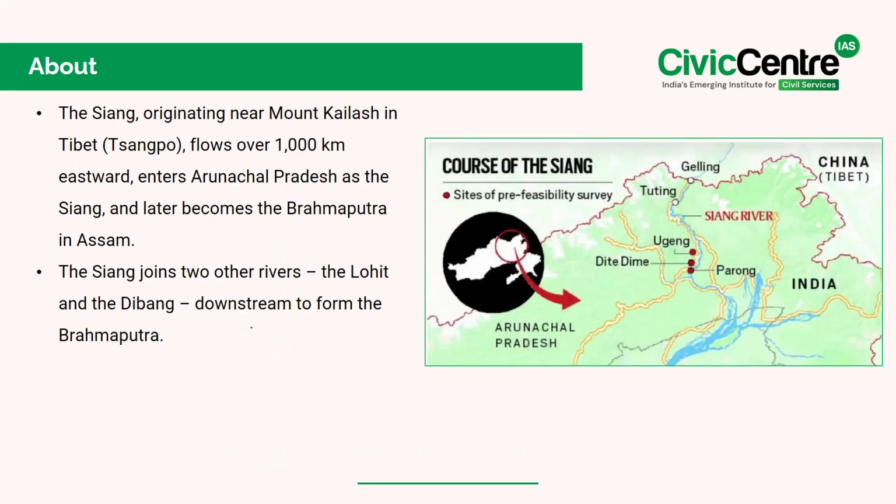See, the Siang, originating near Mount Kailash in Tibet, flows over 1,000 km eastward and enters Arunachal Pradesh as the Siang and later becomes the Brahmaputra in Assam. Know that the Siang joins two other rivers, the Lohit and the Dibang, downstream to form the Brahmaputra.